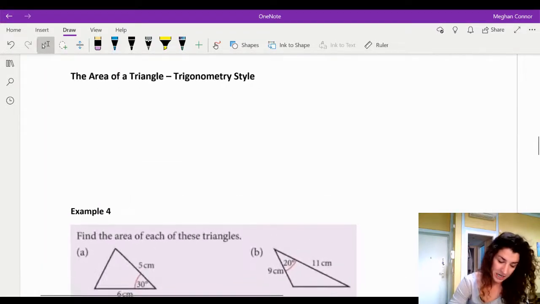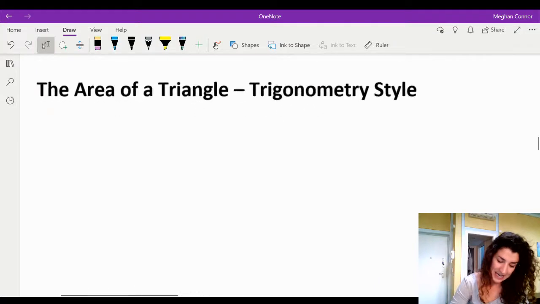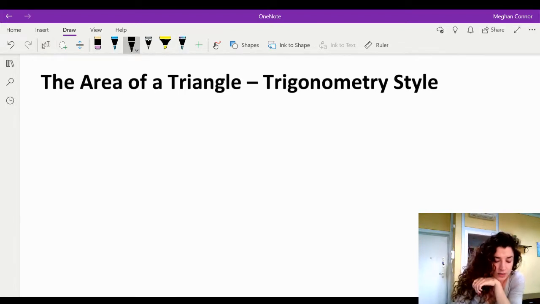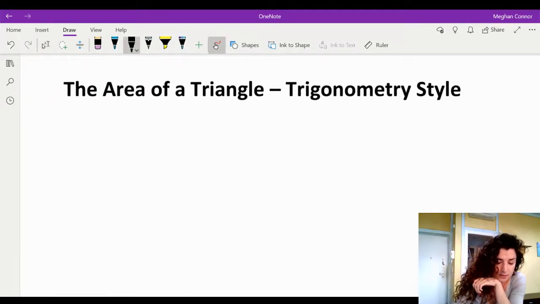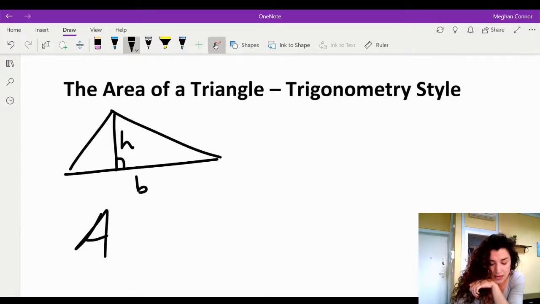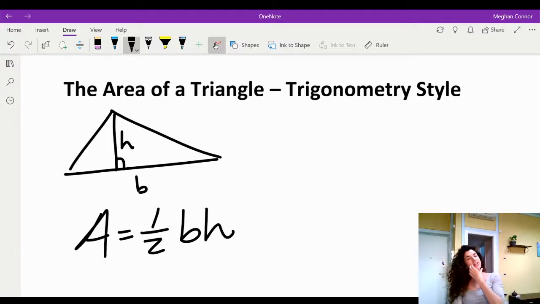This is the last thing we're going to talk about for class today, and it's the area of a triangle trigonometry style. Normally, when I'm asking you to solve for the area of a triangle, you have the height and you have the base, and the area is 1/2 times base times height. And the tricky part is we're not always given the base and the height. And so sometimes we're going to have to calculate for the height, we're going to have to calculate for the base.